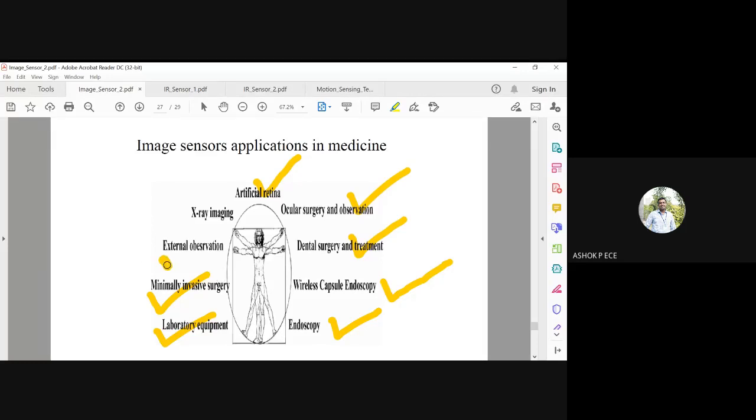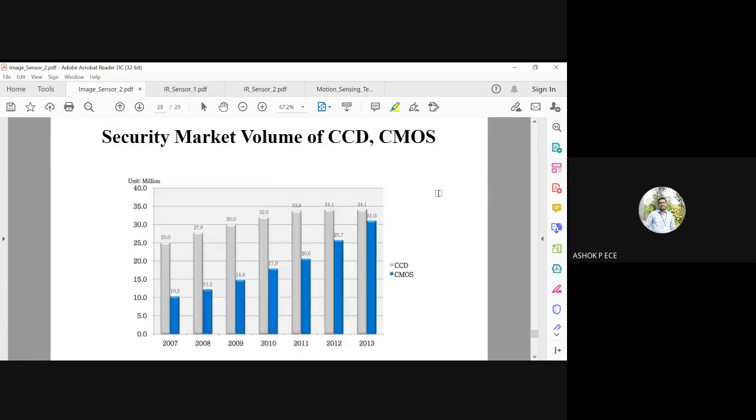External observation, X-ray imaging. So all these are the latest technology where image sensors are being used extensively in the medical field. The security market, you see that in 2013, the CCDs are dominating compared to the CMOS. But slowly the technology is growing where CMOS will overtake CCD, and certain applications require CCD and certain applications require CMOS. So you cannot really compare the two technologies. Each one has its own merits and demerits.